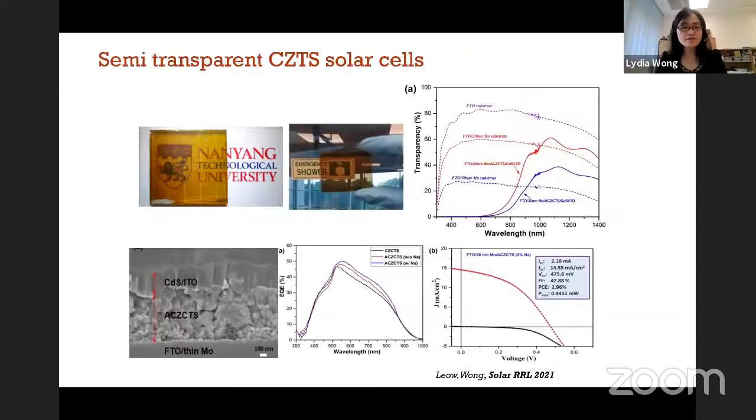Okay, so one example of the CZTS solar cell that our group made is a semi-transparent CZTS solar cell. So this can be used on windows. Our work was just accepted in Solar RRL.